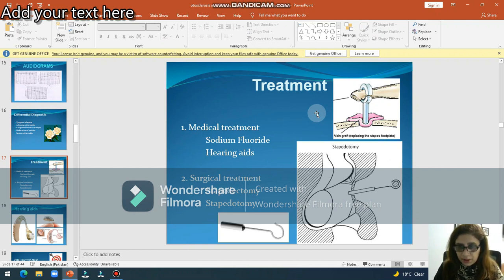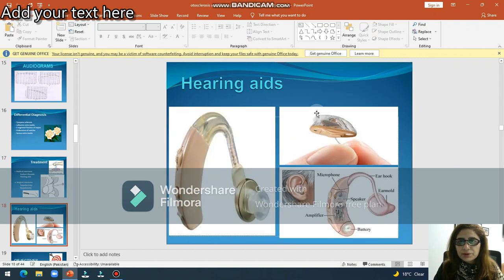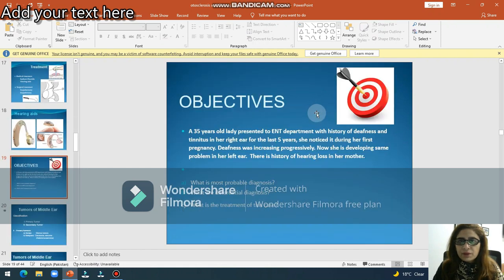Hearing will be better after this surgery, but the disease is progressive. So lastly, the patient can be advised cochlear implant if there is complete profound hearing loss. So this is a hearing aid, and these are the different parts of a hearing aid.